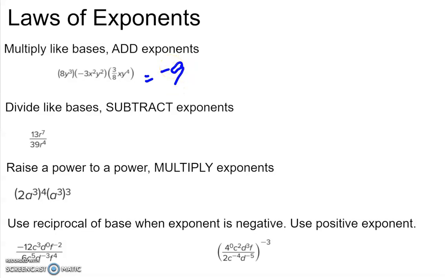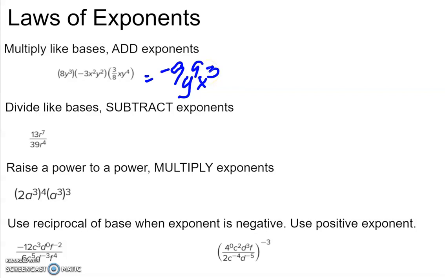When I multiply like bases, I'm going to add the exponents. So y cubed times y squared is y to the 5th. Y to the 5th times y to the 4th means y to the 9th. And then I have x squared times x. 2 plus 1 is 3, so that would give me x to the 3rd.